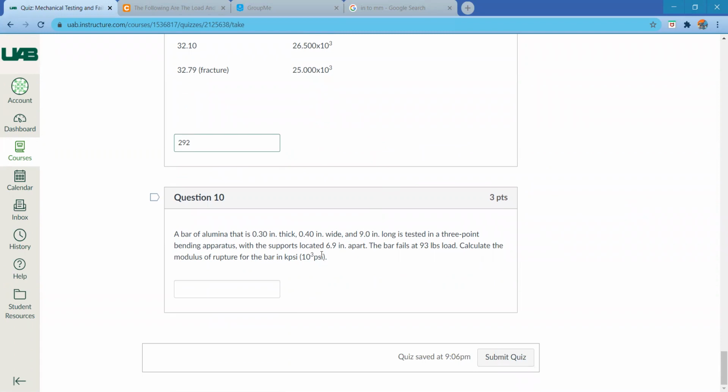And for the final question, a bar of alumina that is 0.3 inches thick, 0.4 inches wide, and 9 inches long is tested in a 3-point bending apparatus with supports located 6.9 inches apart. The bar fails at 93 pounds of load. Calculate the modulus of rupture for the bar in kpsi, which is 10 to the 3 psi, or 1,000.